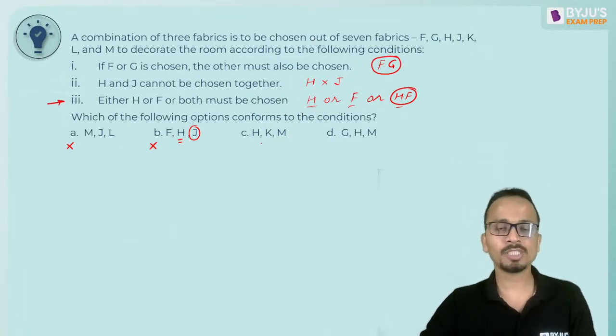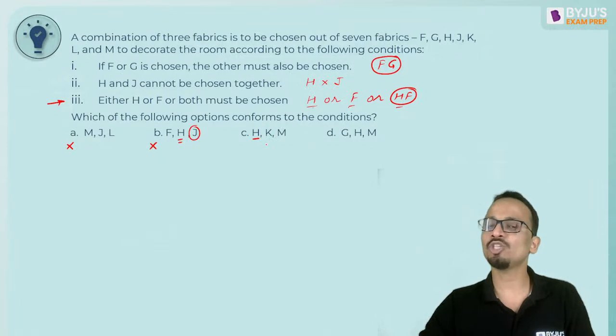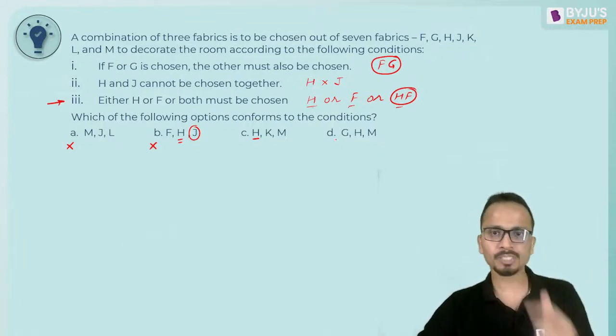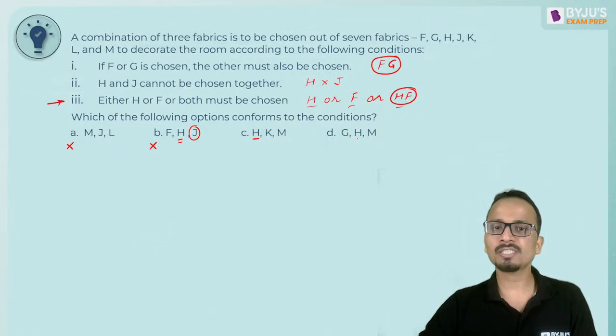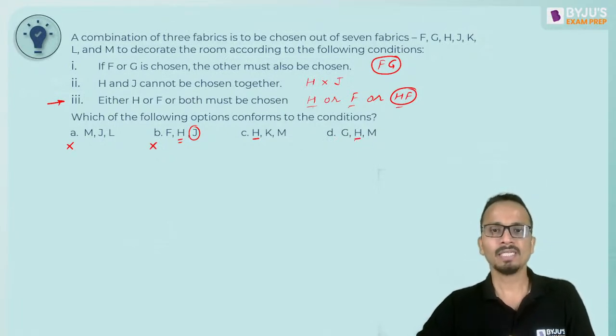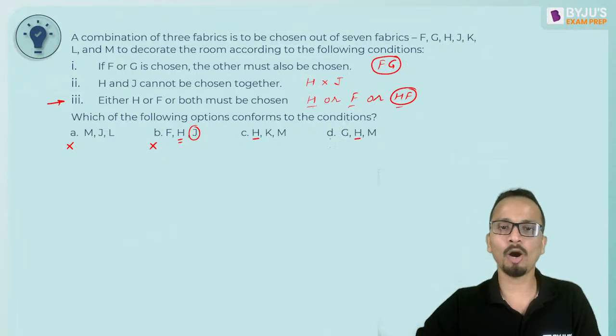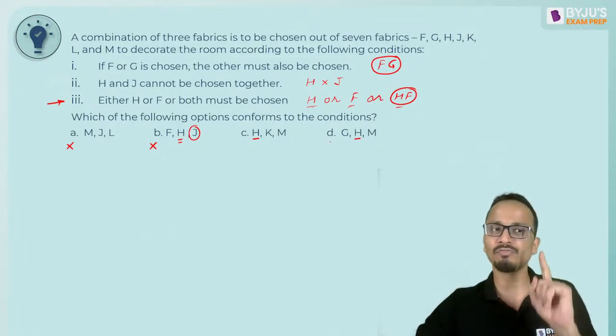Okay. Option C, H is selected, fine. J is not selected. None of F or G was selected. So option C is conforming to all the conditions which are given up there. Let's check option D. Now option D, H is selected, fine. Okay. Now J is not selected, F and G. Okay. So option D is against first condition.